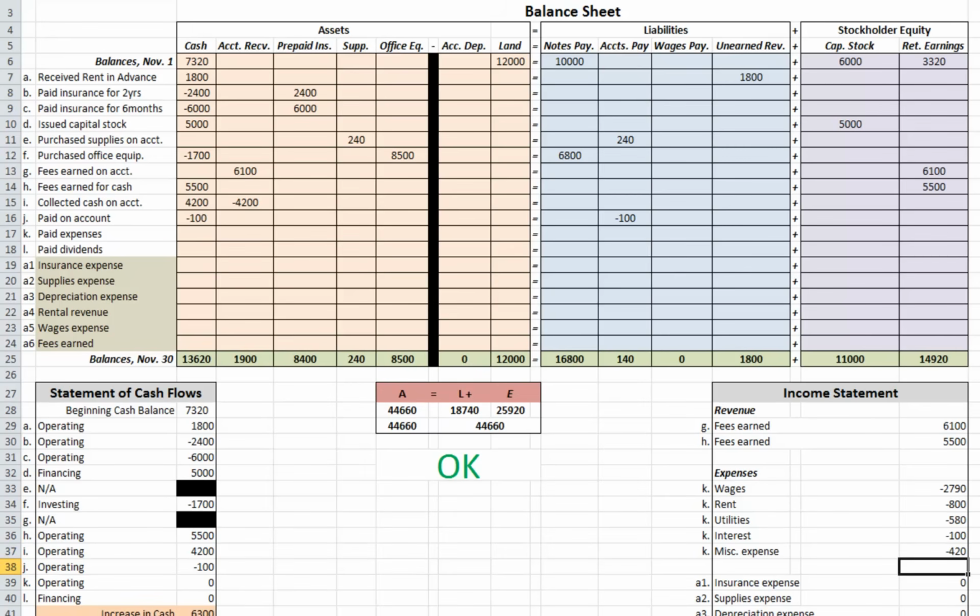Well, if you notice, up in paid expenses, that's going to come out of our cash. So our paid expenses under cash will just be the sum of those. So I'm going to put a little formula, equals sum. I'm going to select those cells, and that's it. So we paid expenses in cash of $4,690.